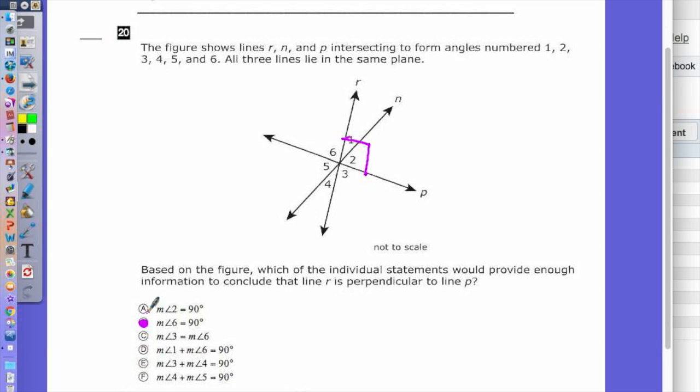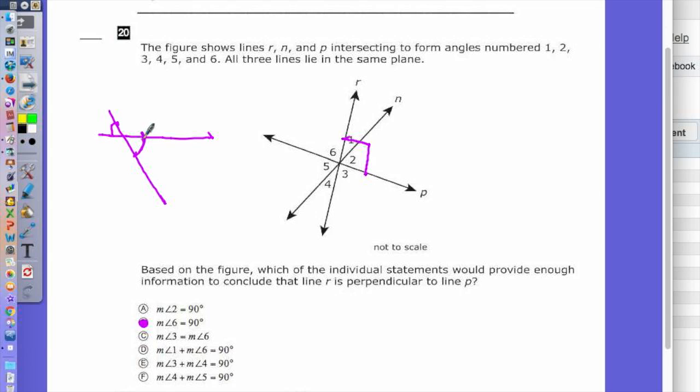How come C won't be? Okay, so measure of 3. Okay, here's the thing. Go back, erase what you just decided. If 3 and 6 are congruent, that doesn't mean it's a right angle. I can draw any set of vertical angles that are congruent. Vertical angles aren't necessarily right angles. You can't use prior information. If they told you that 6 was a 90-degree angle, then 3 is also a 90-degree angle. But not if you started with that.